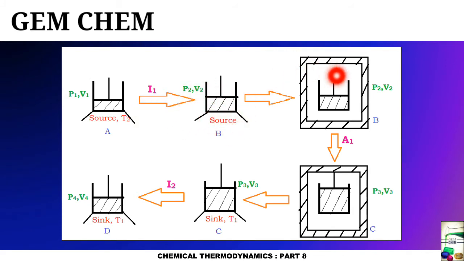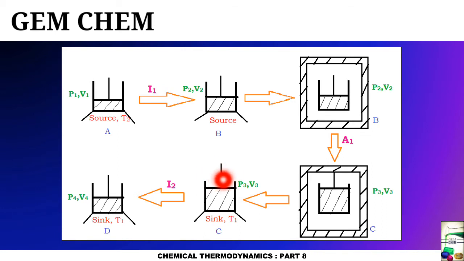Next, we keep it in an insulated manner for adiabatic reversible expansion. So this system will again expand under adiabatic condition to give us another system, C, where the pressure is P3 and the volume is V3. Next, it is taken out of this insulated system, and C is then made to undergo isothermal reversible compression.